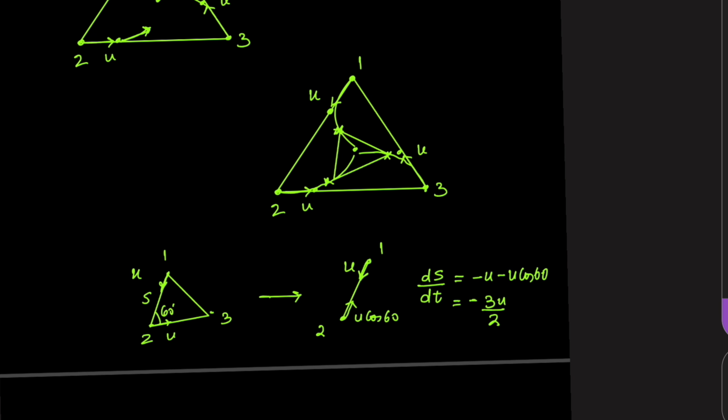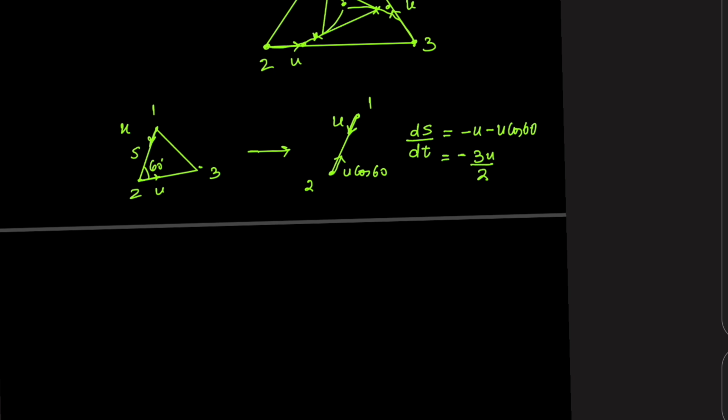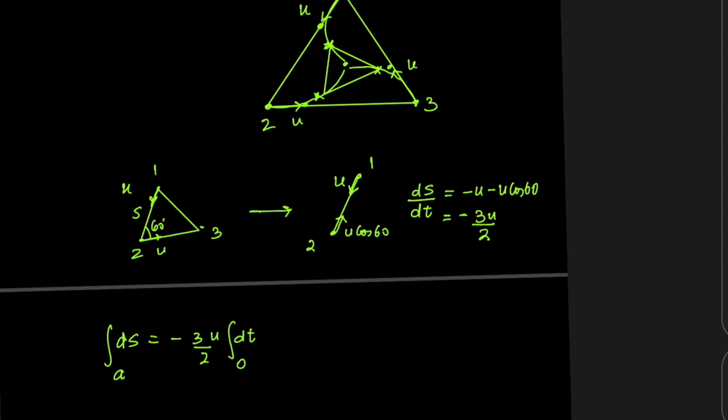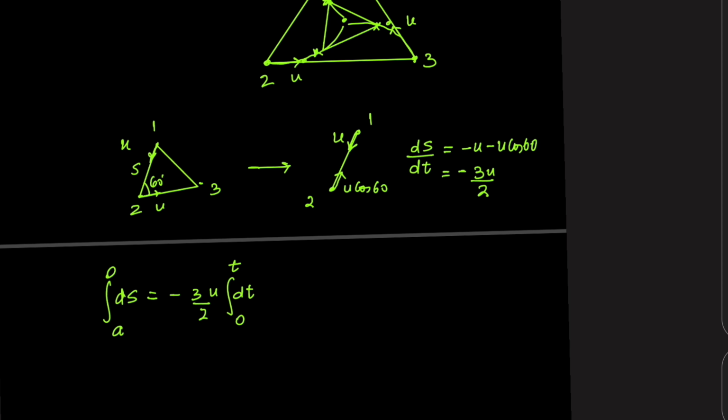and the rest is mathematics. Simply cross multiply, then integrate both sides, put the initial limits. When time is 0, the initial separation is a. When time is t, suppose the separation goes to 0, so t is the meeting time then, and solve for t, you'll get 2a by 3u.